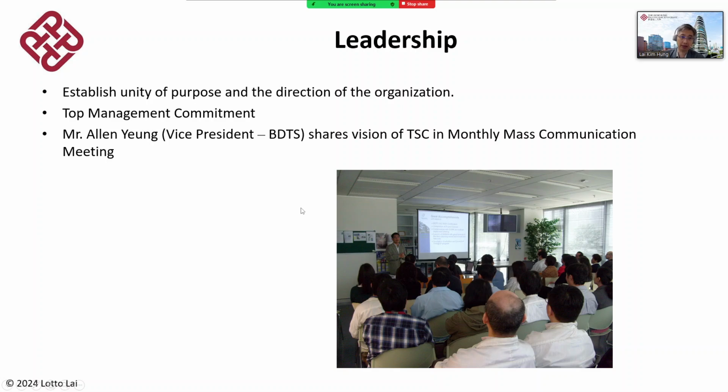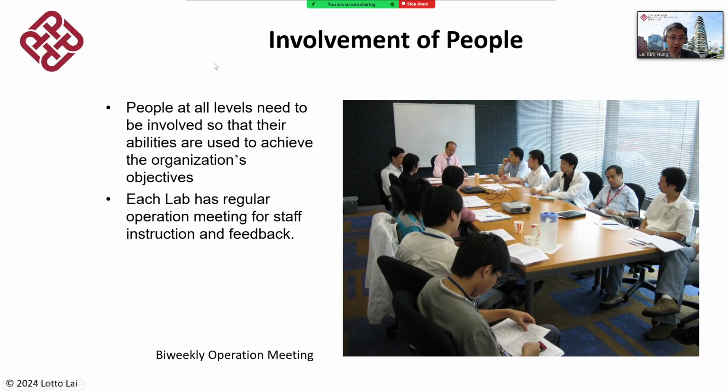Leadership means to establish the unity of purpose and direction of the organization, and alignment. So we need top management commitment. Our VP before shared their vision in monthly mass communication meetings. Involve more people: people at all levels need to be involved so their abilities are used to achieve the organization's objectives. So each laboratory has a regular operation meeting, sometimes weekly, sometimes monthly or bi-weekly, etc.